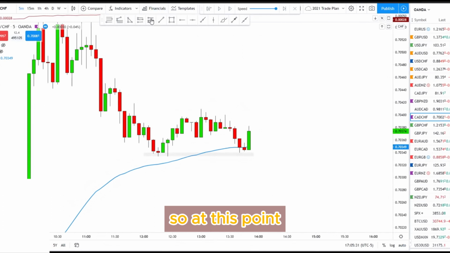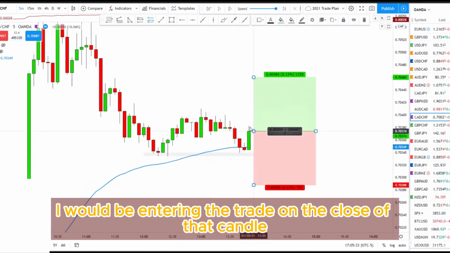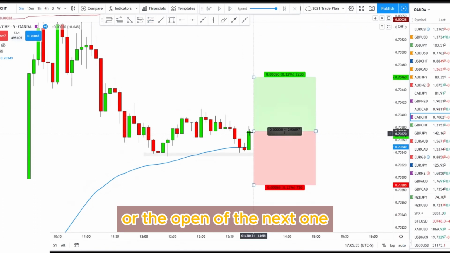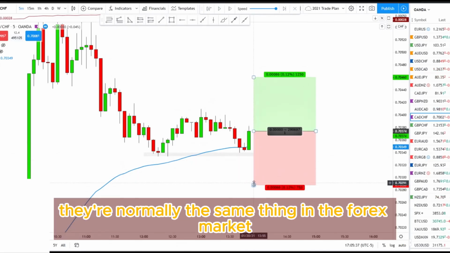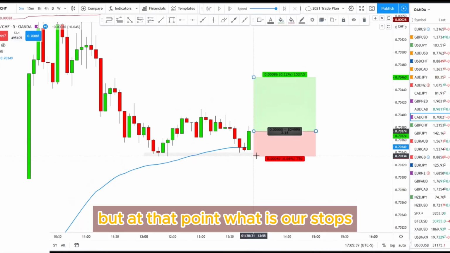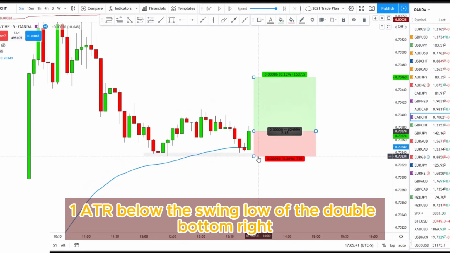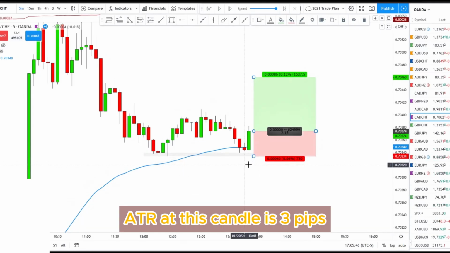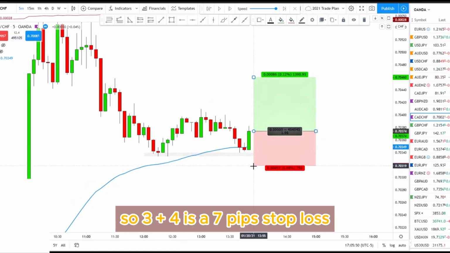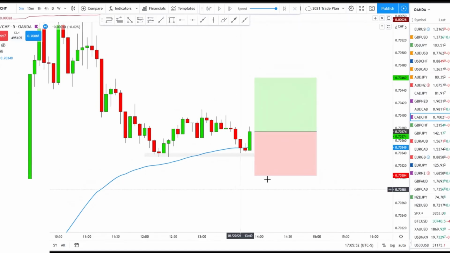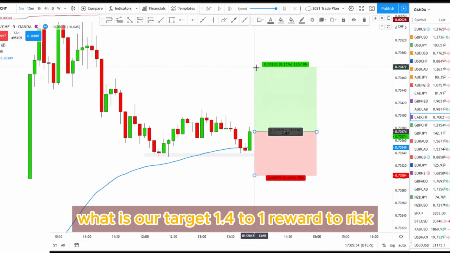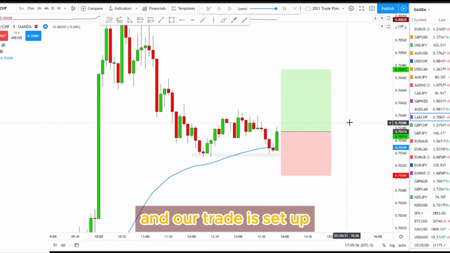So at this point, I would be entering the trade on the close of that candle or the open of the next one. They're normally the same thing in the Forex market. But at that point, what is our stop? 1 ATR below the swing low of the double bottom, right? Here's the swing low of the double bottom. ATR at this candle is 3 pips, so 3 plus 4 is a 7 pip stop loss. What is our target? 1.4 to 1 reward to risk, and our trade is set up.